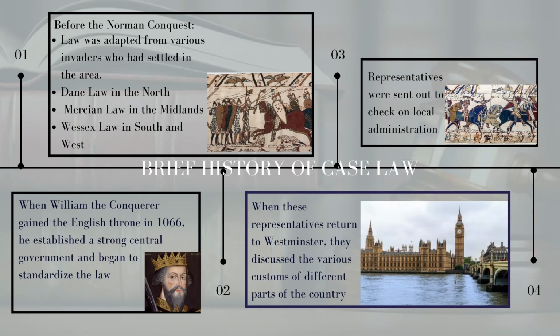Before the Norman conquest, different areas of England were governed by different systems of law. These systems of law were often adapted from the various invaders who had settled there. For example, Dane law was practiced in the northern areas, Mercian law was used in the Midlands, and Wessex law was used in the south and west. Each law was based largely on local customs, hence it varied from place to place. The king had little control over the country as a whole, and there was no effective central government.